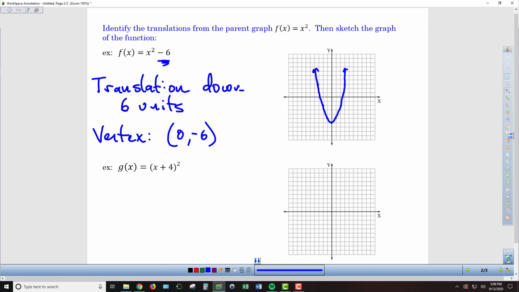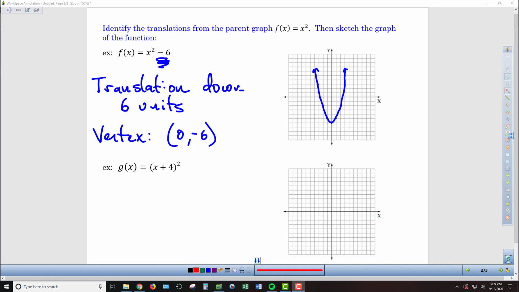And again, it's very important. These are not straight lines. There is a curve to these, so they are different from our absolute value functions. But again, in this case, with the minus 6 happening outside of the x squared, after the x squared is taking place, it translates the graph down 6 units.